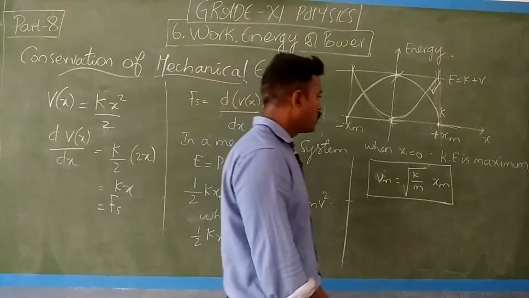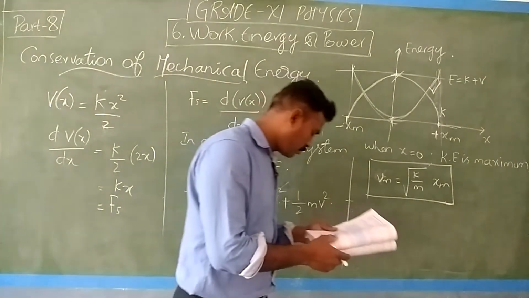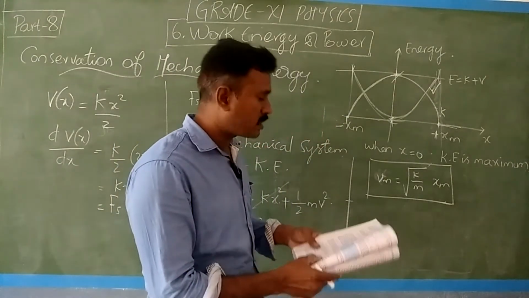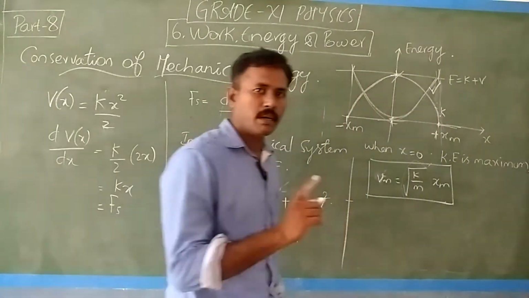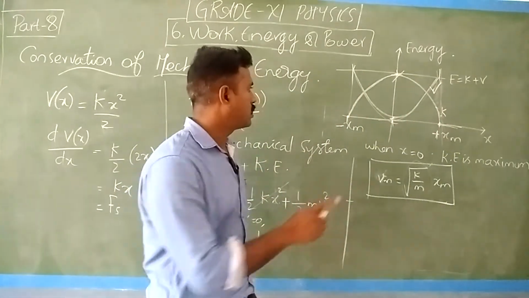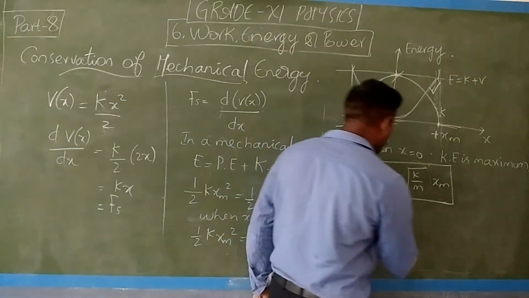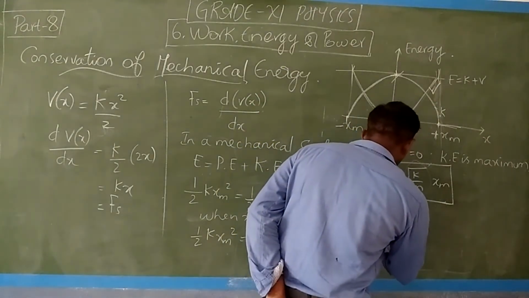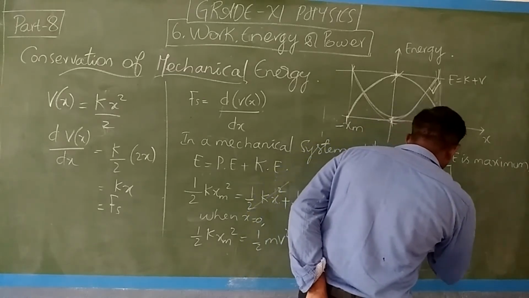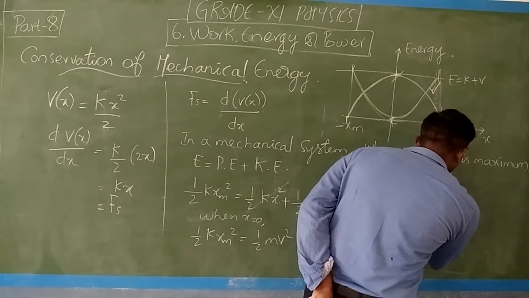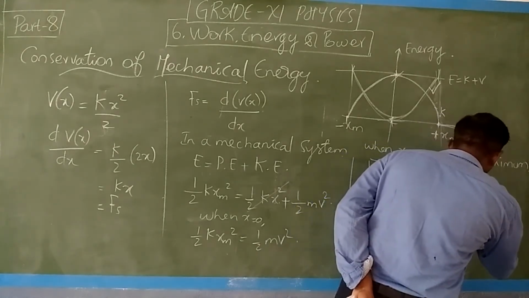And now, they have given you another thing here, the dimension. The dimension of k by m has the dimension... This k by m, k is the spring constant, m is the mass of the wooden block. The dimension of k by m is T power minus 2.